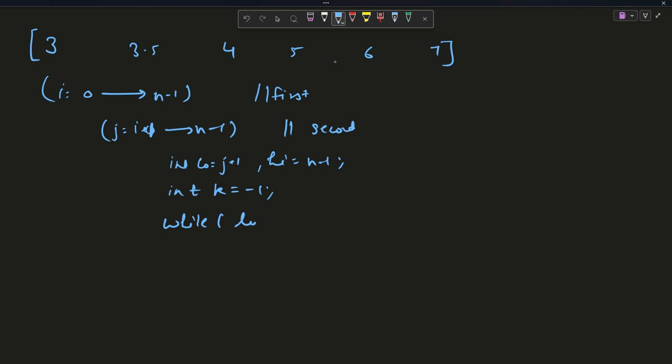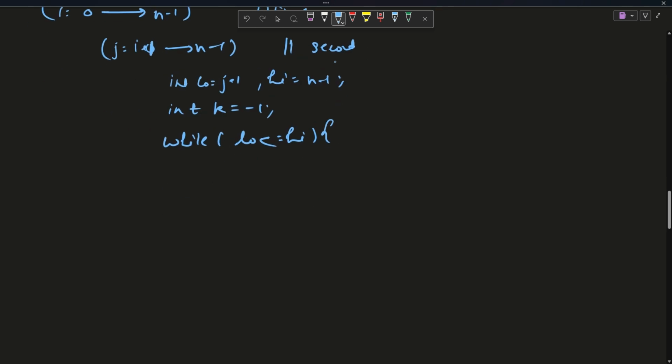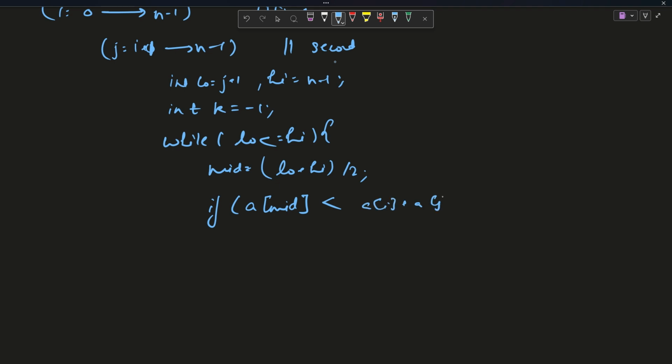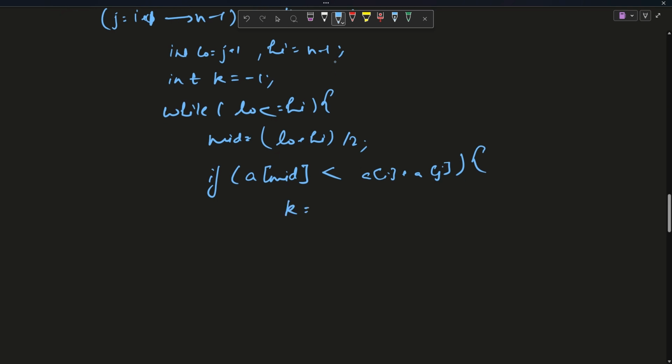While low is less than or equal to high, mid equals low plus high by 2, right? If a of mid, that is array of mid, is less than, let's suppose, a of i plus a of j, if it is less than the sum, then k equals mid. Simple, we have to shift to the last.